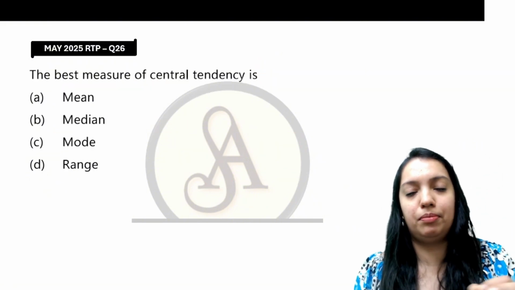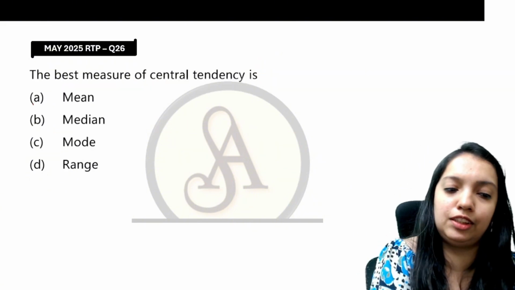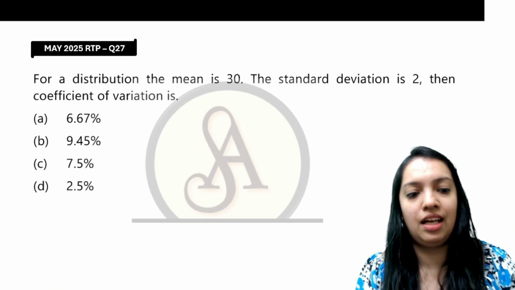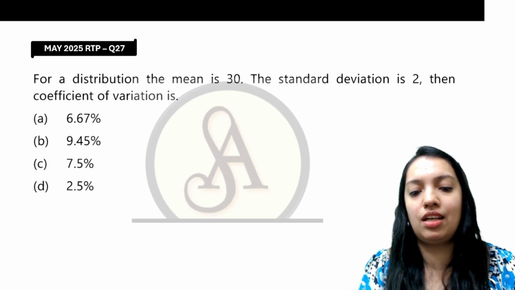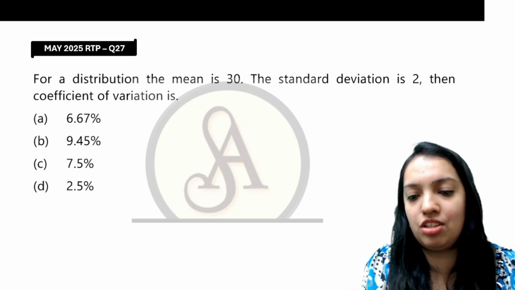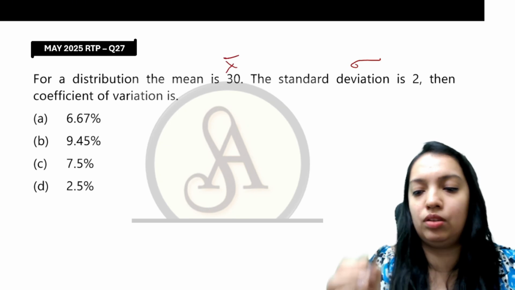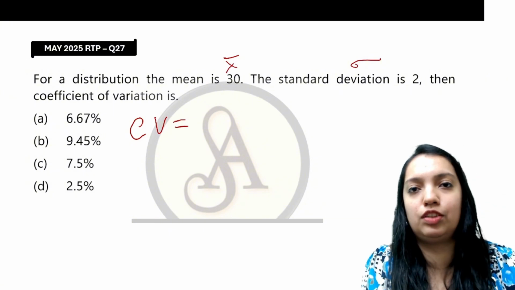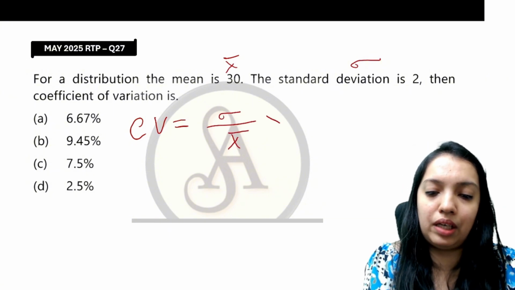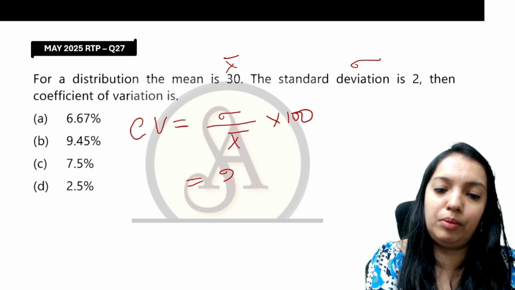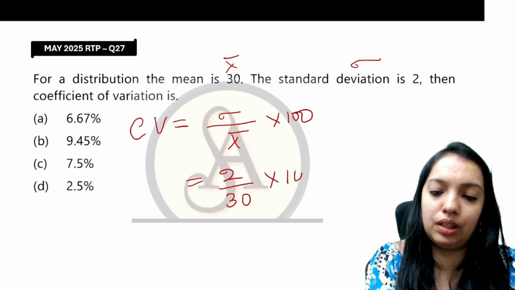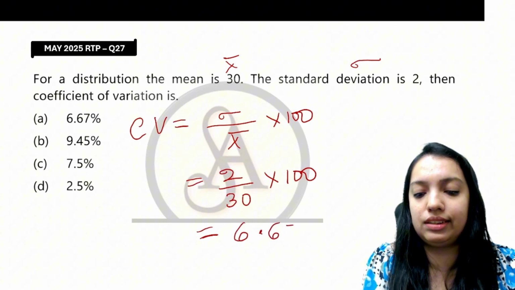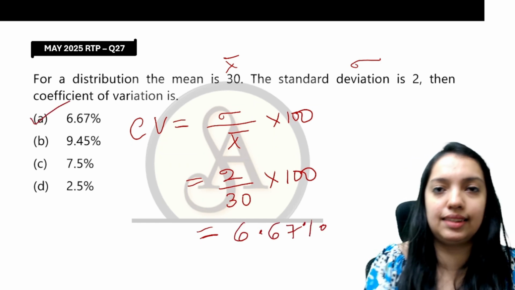Next question. The best measure of central tendency is mean. The best measure of dispersion is standard deviation. Next, for a distribution, arithmetic mean is 30, standard deviation sigma value is 2, x bar value is 30. Find the coefficient of variation. We already know the formula, sigma by x bar into 100. Your answer will be 2 divided by 30 into 100, which is 1 by 15 or 6.67%. Option A is correct.